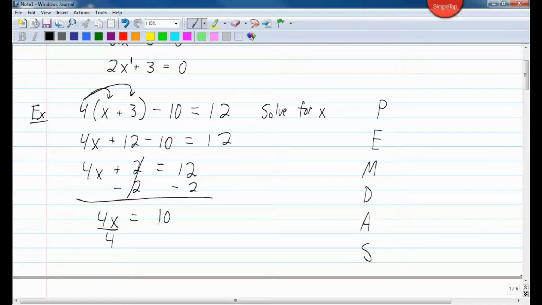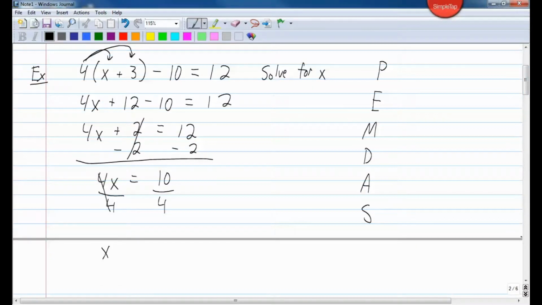Divide by 4. Let me step back just a second. This is multiplication, 4 times x. The way that you would get the x by itself, since you're multiplying 4 times x, is to divide by 4. Because if I divided the left side of the equation by 4, 4 divided by 4 is 1. That would give me a 1x, and that's what I want. So I divide both sides by 4.